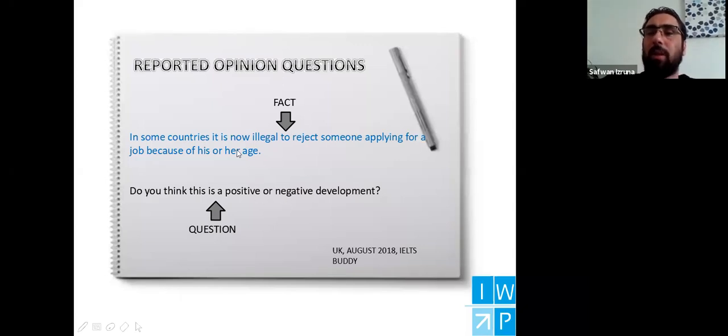This is a fact. A lot of students, what they will do is they will say something like, it is believed by some that blah, blah, blah, and I think it is a positive development or a negative development. No, this is a fact. And the opinion in the question is if you think it's positive or you think it's negative. Of course, for a question like this, there's no correct or incorrect answer. All you have to do is present your opinion on whether you think it's positive or negative, and give reasons why.